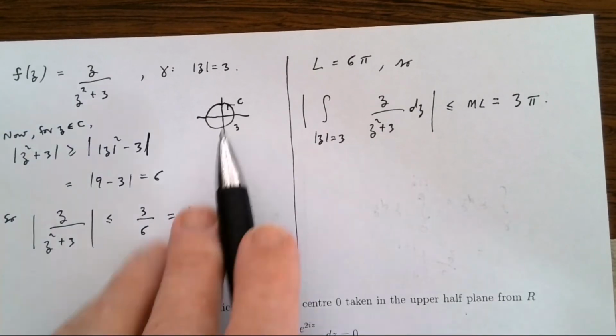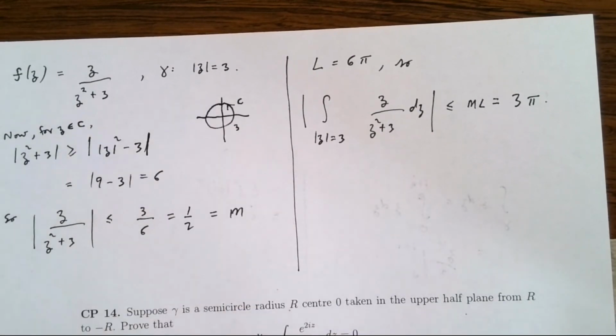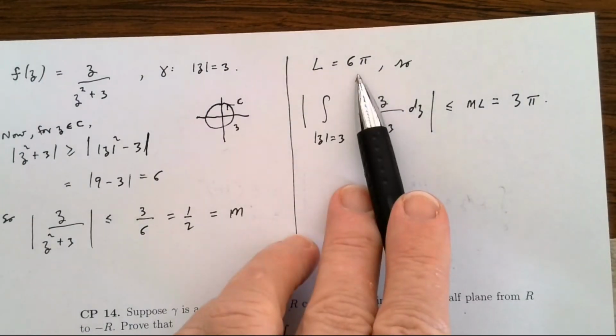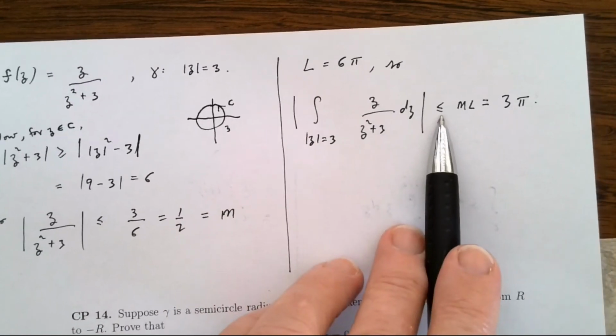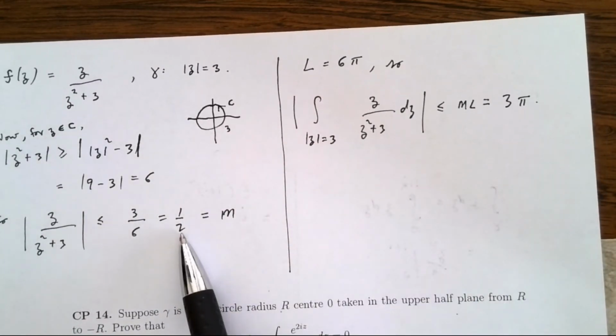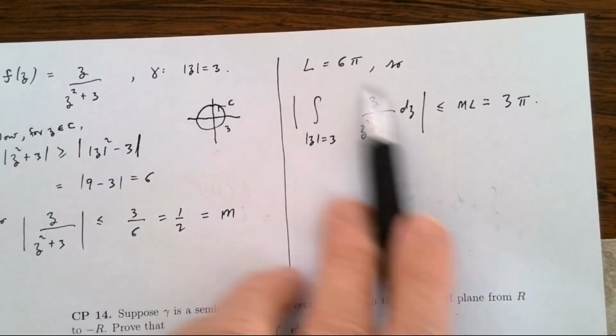Now the length of the contour is easy. It's just the circumference of the circle, radius 3, so that's just 6 pi. So the modulus of the integral is less or equal to ML, so that's a half times 6 pi, which is 3 pi.